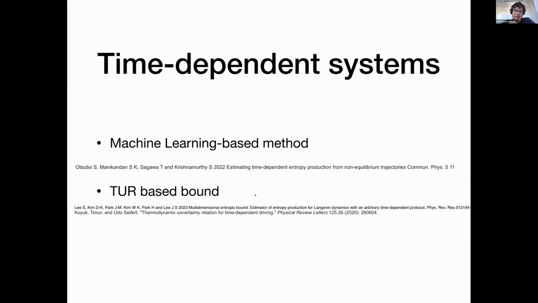An alternative to this is a machine learning-based method, where they essentially use machine learning in combination with the thermodynamic uncertainty relation to infer the entropy production. But then you need quite a lot of trajectories, something of the order of 10,000 trajectories.